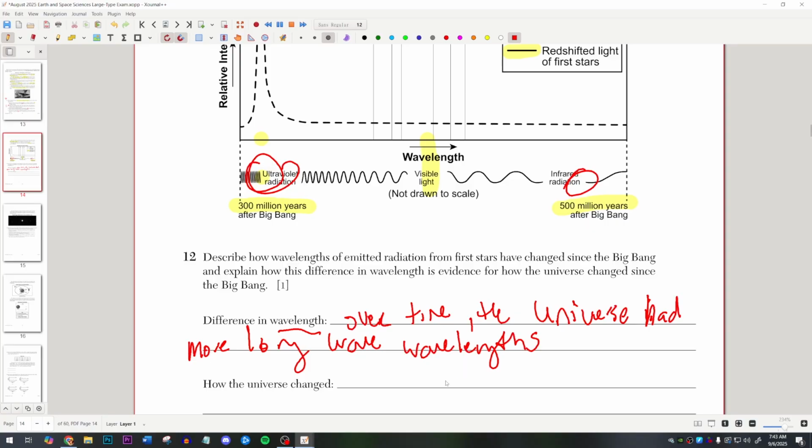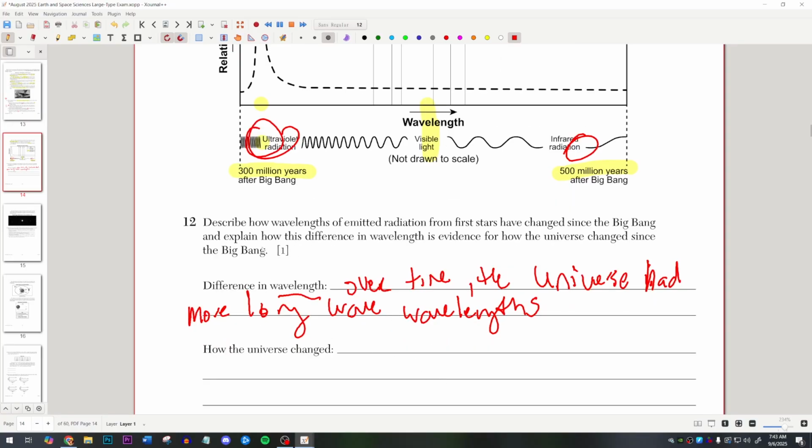How the universe changed. So, explain how this difference in wavelengths is evidence for how the universe changed since the Big Bang. So, the universe changed since the Big Bang because it expanded. What they're getting at here is they want you to understand that as the universe expanded, the wavelengths of light were stretched with the expansion in the universe, which is why the wavelength is larger. So how it changed? The universe expanded. That's it.